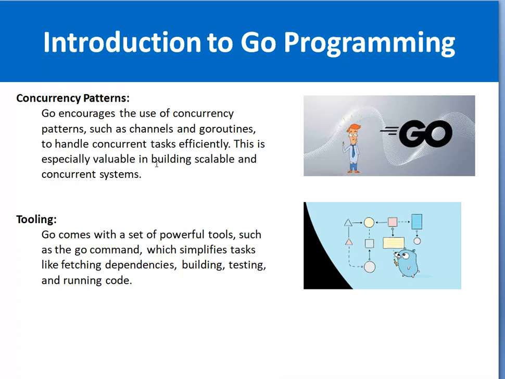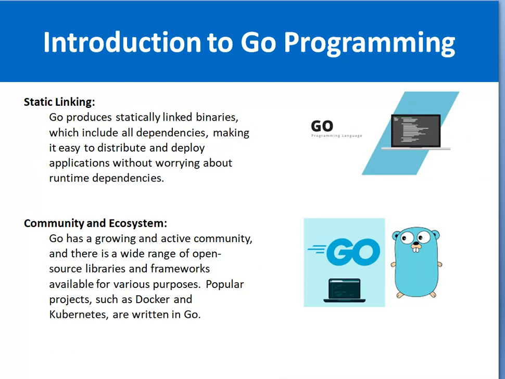Then tooling. Go comes with a set of powerful tools such as the Go command, which simplifies tasks like fetching dependencies, building, testing, and running code. So there are many tools available to execute Go programs. Static linking. Go produces statically linked binaries which include dependencies, making it easy to distribute and deploy applications without worrying about runtime dependencies. Then community and ecosystem.